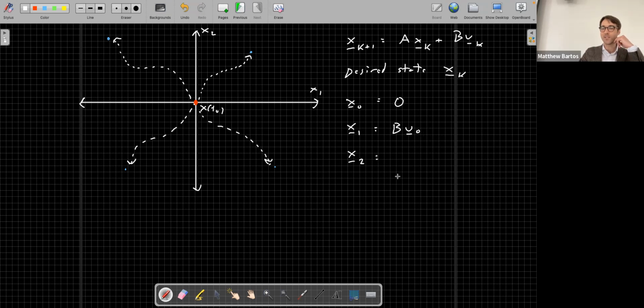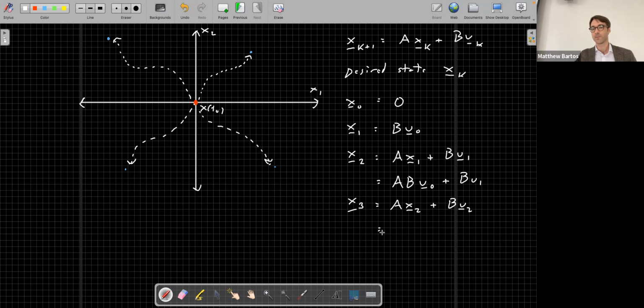So x at time 2 will be equal to, you can fill this out, A times x at time 1 plus B times u at time 1. And we know this expression for x at time 1, right? So this will be AB u0 plus B u1. Okay. Similarly, x at time 3 will be equal to A times x at time 2 plus B times u at time 2. And if we substitute in our expression for x2, we will get A squared B u0 plus AB u1 plus B u2. Okay, so you can kind of see the pattern.